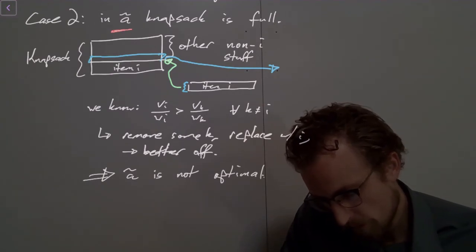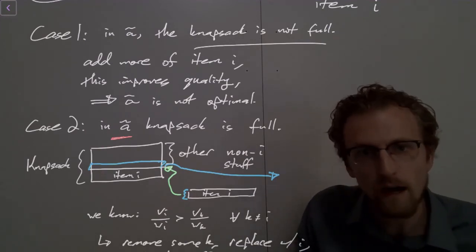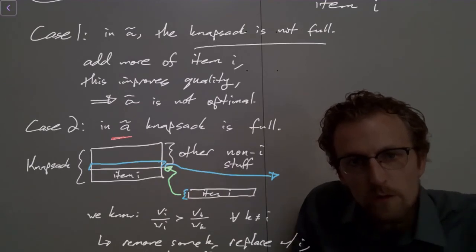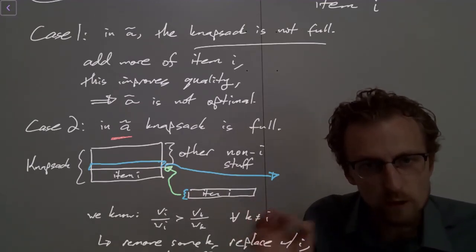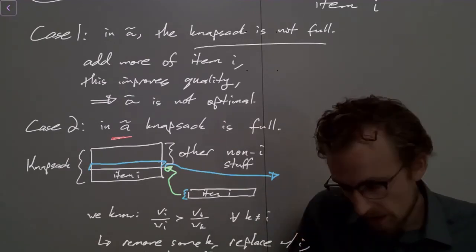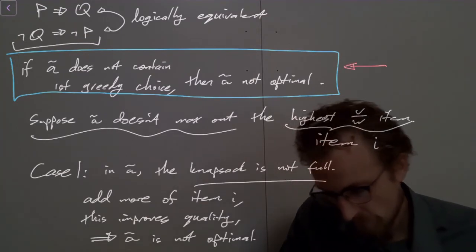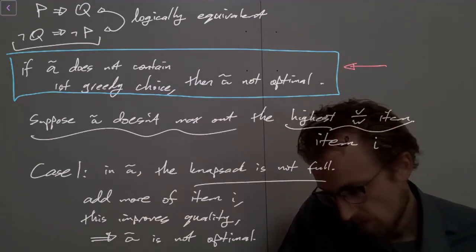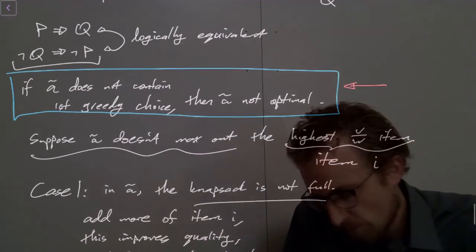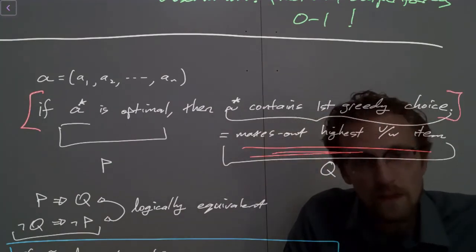All right, what have we proved? Well, we proved that, using these two cases, which cover everything, either the knapsack's full or it's not full, in all of those cases, if a solution that is feasible does not contain the first greedy choice, then it is not optimal. Right? So that's this statement here in the blue. Right, we just proved that statement. Okay, now why does this statement tell us the other one? Well, because this statement is the contrapositive of the first thing we wanted to show. Right? Here's the thing that's proved. So now this is true.